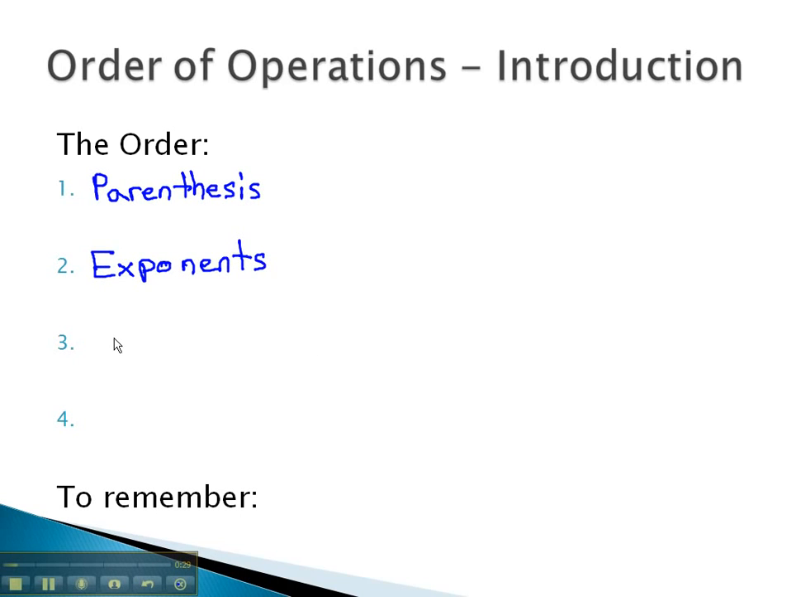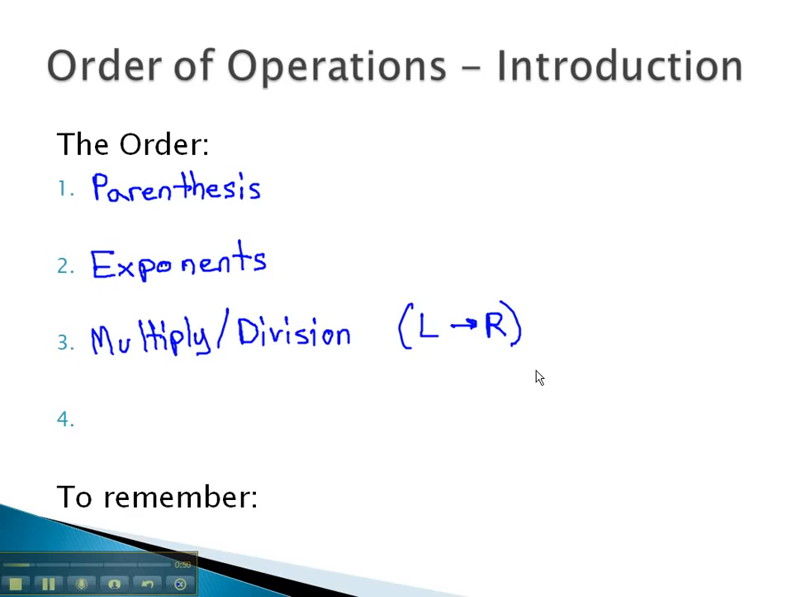After the exponents in a problem are simplified, next we look at any multiplication or division. To decide which to do first, with multiplication and division, we will always work from left to right. Which means in some problems we'll multiply first, and in other problems we'll divide first, depending on which comes first, left to right. Finally, we finish by doing any addition or subtraction. Also done from left to right.